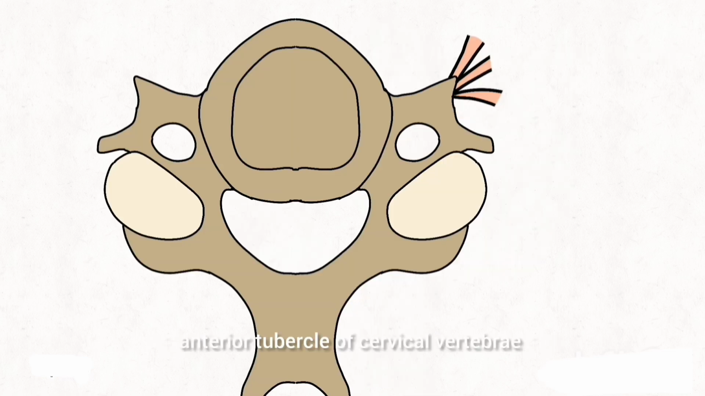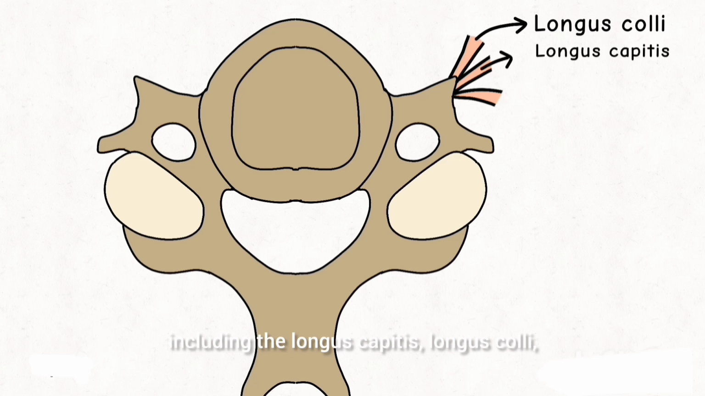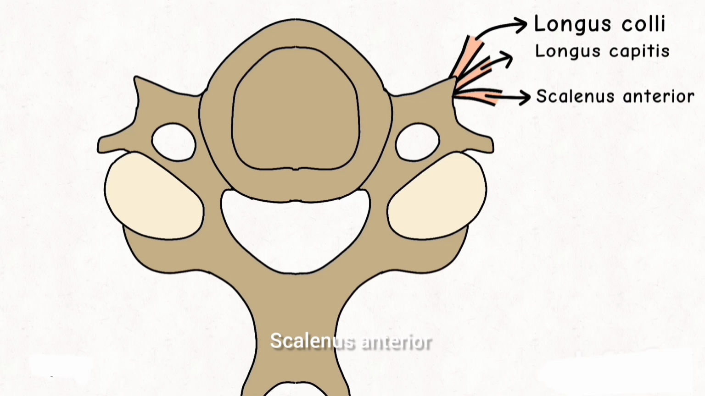Anterior tubercle of cervical vertebrae serves as an attachment point for several muscles, including longus colli, longus capitis, scalenus anterior.